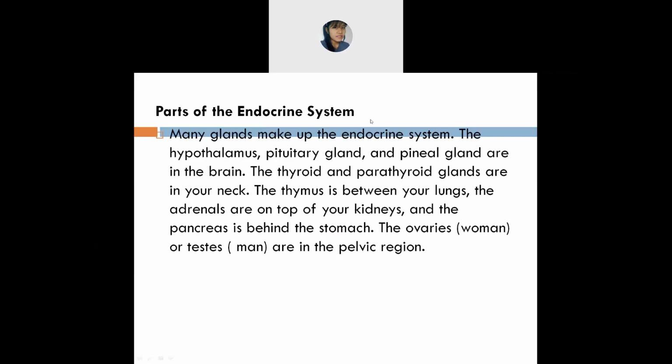Okay, parts of the endocrine system. All these are just repetition. You can see that many glands make up the endocrine system. The hypothalamus, pituitary, and pineal glands are in the brain. Thyroid and parathyroid are in your neck. The thymus is in between your lungs. The adrenals are on top of your kidneys, and the pancreas, which I discussed yesterday in the GIT track, is found behind your stomach. The ovaries in women, or testes, are in the pelvic region. So these are the parts of the endocrine system. Are you clear?